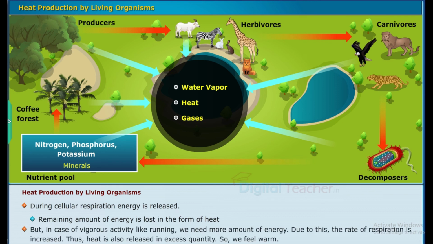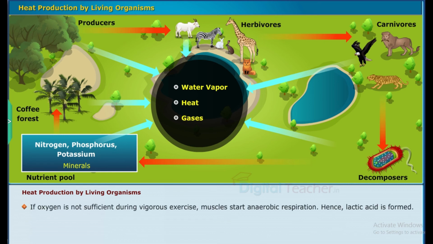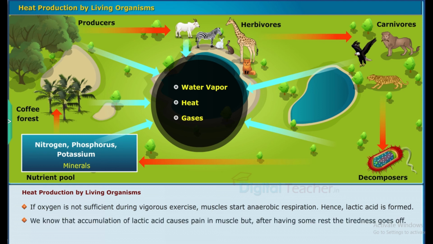But in case of vigorous activity like running, we need more energy. Due to this, the rate of respiration is increased. Thus, heat is also released in excess quantity, so we feel warm. If oxygen is not sufficient during vigorous exercise, muscles start anaerobic respiration, hence lactic acid is formed. We know that accumulation of lactic acid causes pain in muscles, but after having some rest, the tiredness goes off. A deep breath helps us to restore energy in our body.